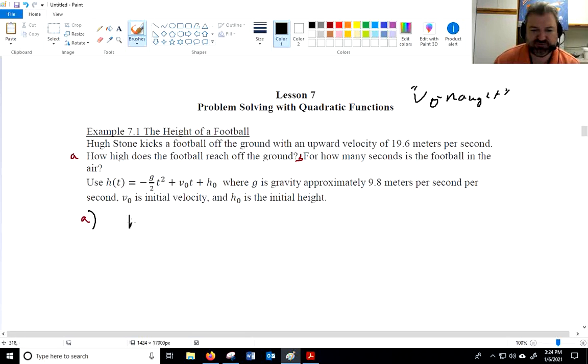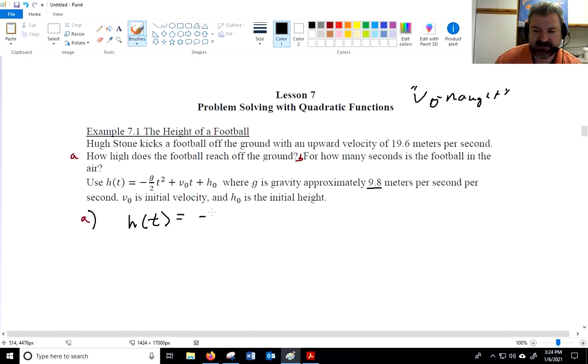All right, so we'll start by filling in the different parameters of our equation. So negative g over 2, where gravity is approximately 9.8 meters per second per second. Don't be confused by the per second. That's because it's an acceleration. It means that it's speeding up 9.8 meters per second each second. So each time the velocity is getting faster and faster. So we'll divide that by 2.